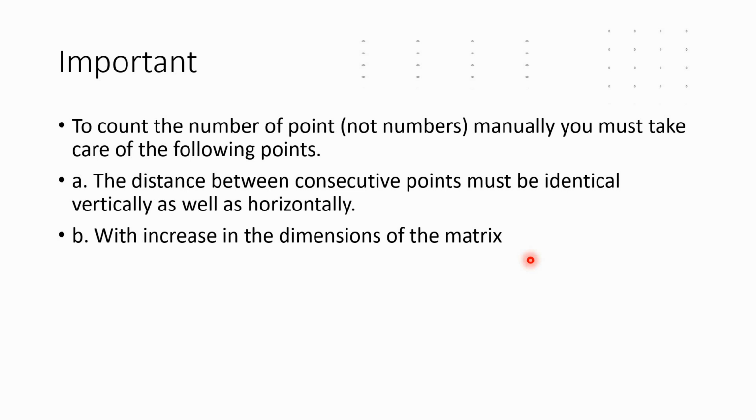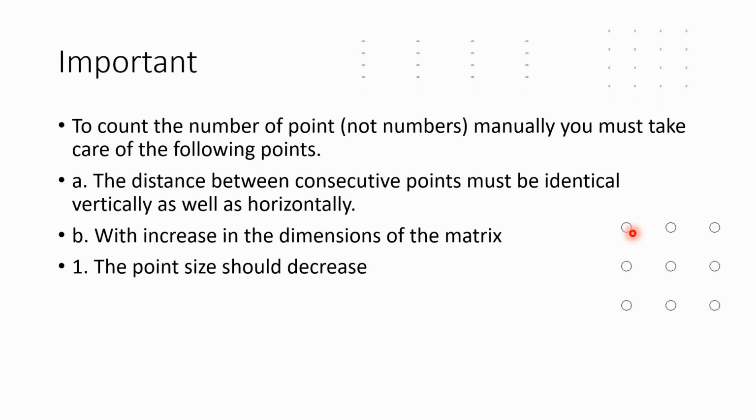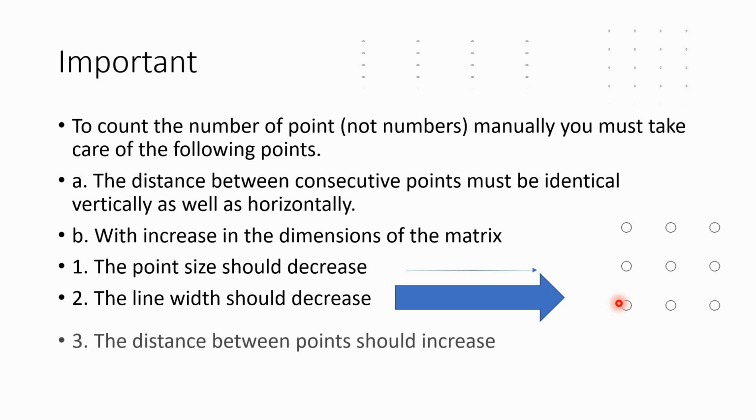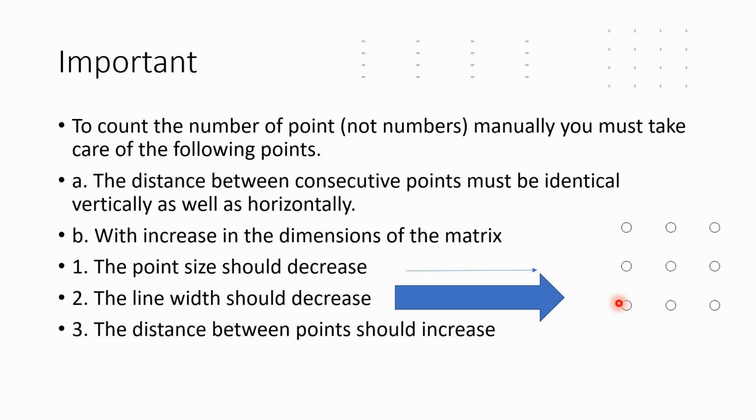With an increase in dimensions of the matrix, the point size should decrease. It's not a good way to have points with bigger size. You must use smaller size points. The line width should decrease with increase in the dimensions of the matrix. That is, it is not a good choice to use a thicker line. A thinner line is better than the thicker line. The distance between points should increase with increase in dimensions of the matrix. That is, you must have greater distance between consecutive points rather than a closer distance.